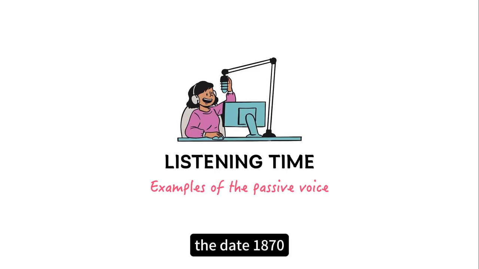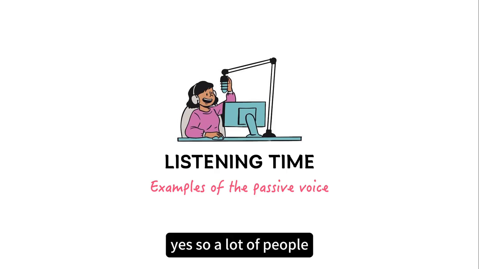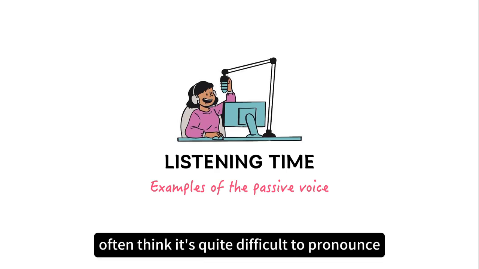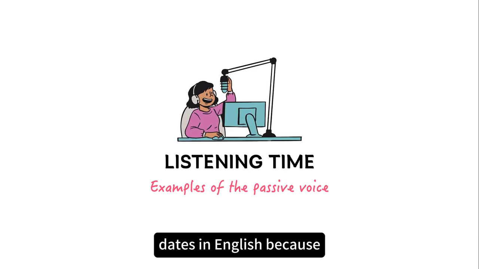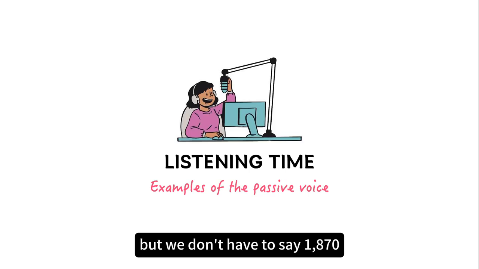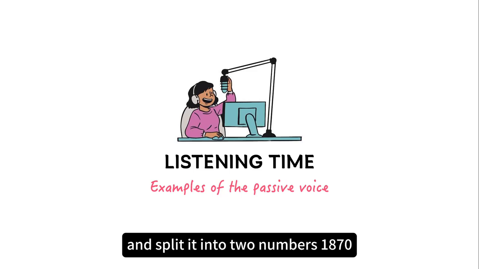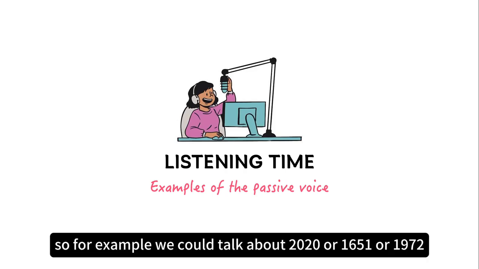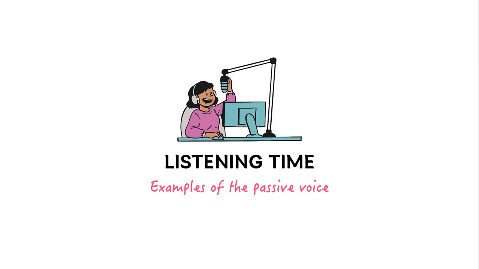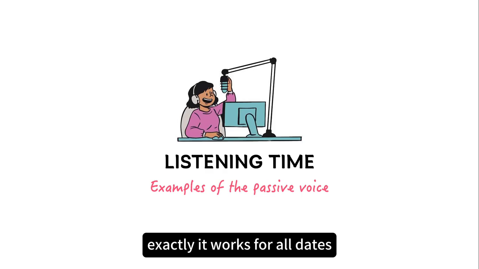Okay. Is there anything else that you want to look at in this sentence? I'm wondering about the date, 1870. Yes. So a lot of people often think it's quite difficult to pronounce dates in English because this is a long number. But we don't have to say one thousand eight hundred and seventy. We can actually divide that date in the middle and split it into 2 numbers, eighteen seventy. And the same would happen with most dates. So, for example, we could talk about twenty twenty or sixteen fifty-one or nineteen seventy-two. Exactly. It works for all dates.